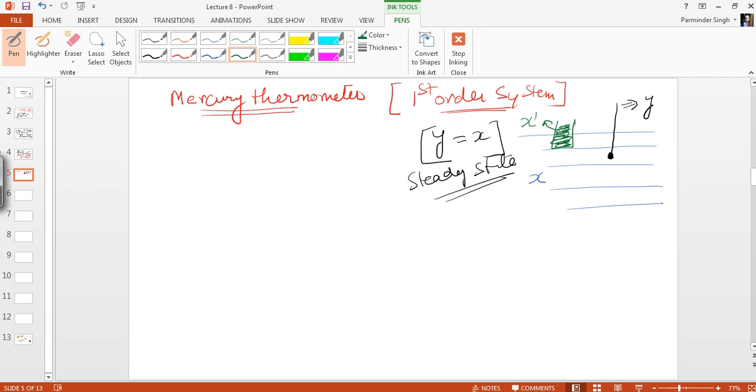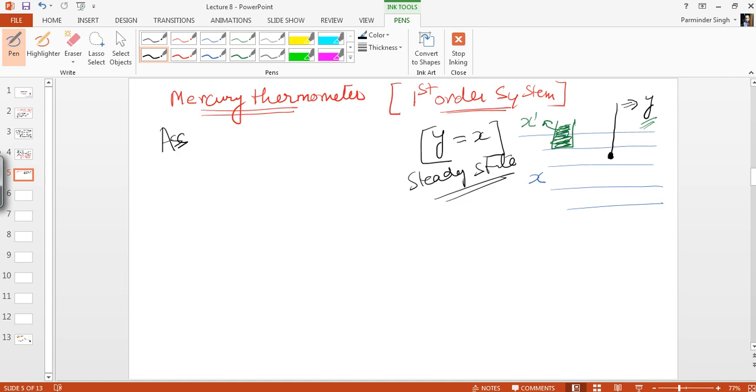So what will happen? When the surrounding temperature of the thermometer changes, obviously the reading also changes. If the surrounding temperature has been decreased, the thermometer reading will decrease. If the surrounding temperature has been increased, the thermometer reading will increase. This is what we need to study: how does the thermometer reading vary when there is a change in the surrounding temperature. Now before that, there are certain assumptions which we need to write before we proceed.